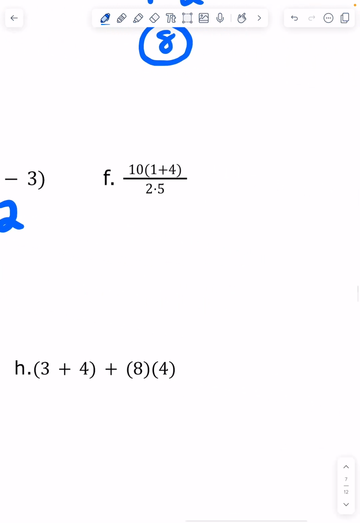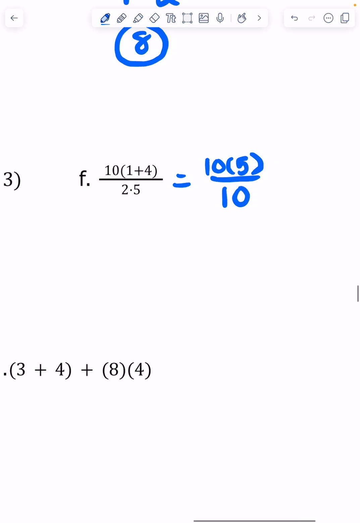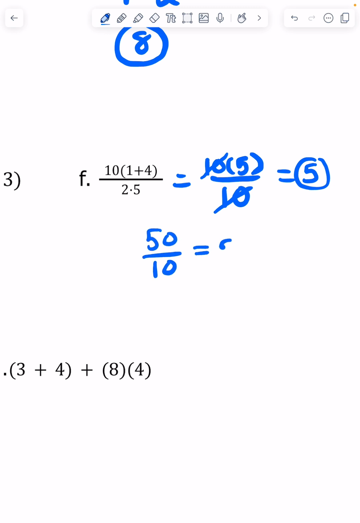F, we have a fraction with 10 times parentheses 1 plus 4 on top, divided by 2 times 5 in the bottom. So parentheses first, 1 plus 4 is 5. This time I will keep the parentheses around it, even though I did the 1 plus 4, because parentheses indicate multiplication. And then 2 times 5 is 10. And if you're familiar with fractions, you'll know that if there's a 10 in the top and a 10 in the bottom, they divide out, and we're just left with 5. If you're not, then you're going to get 50 on top over 10, which is still 5.